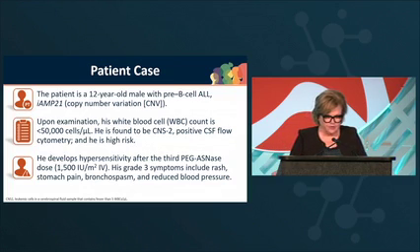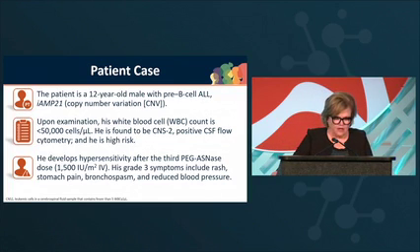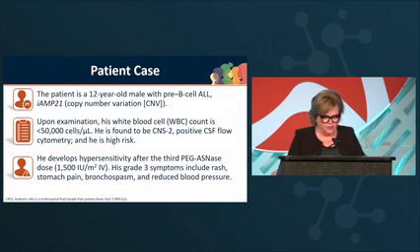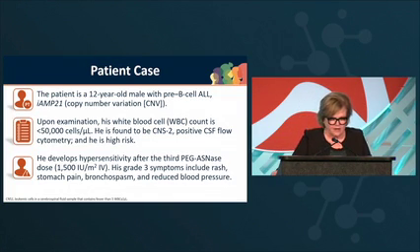So that places them at a bit more intermediate risk leukemia. On examination, we know he's got a white count of less than 50,000. He's CNS 2, and it's positive CSF by flow cytometry. Because this is a little bit higher risk with the CNS and the amplification, we know we need to intensify therapy. But this patient develops a hypersensitivity after the third PEG asparaginase dose, and he has grade 3 symptoms that include rash, stomach pain, bronchospasms, and reduced blood pressure.